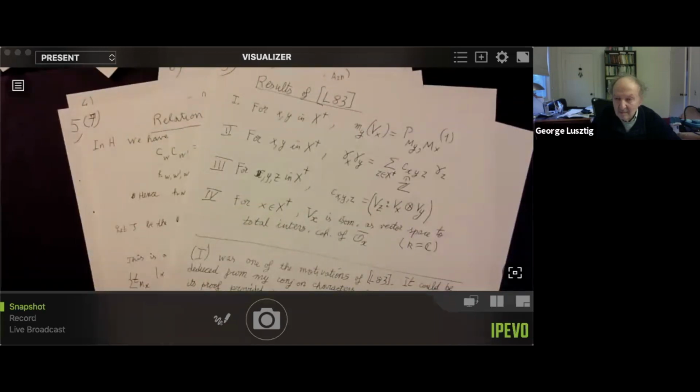Can I ask a question? What was your motivation for introducing the asymptotic ring J? Was it related to what you were talking about today? No. Okay, unrelated.